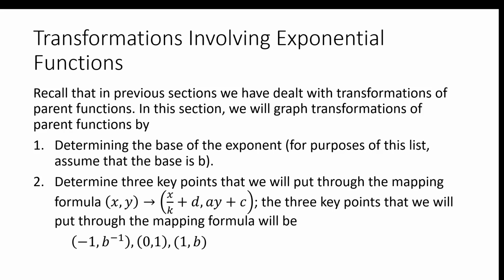And so for purposes of the further discussion here, we'll say the base of the exponent is b. Now, you're going to want to determine 3 key points that go through the mapping formula. And the 3 key points, if the base of the exponent is b, we'll use the parent function y equals b to the x. And so we'll use points where the x is -1 or 0 or 1. So if our parent function is y equals b to the x and x equals 1, then y will equal b to the 1, or in other words, b.